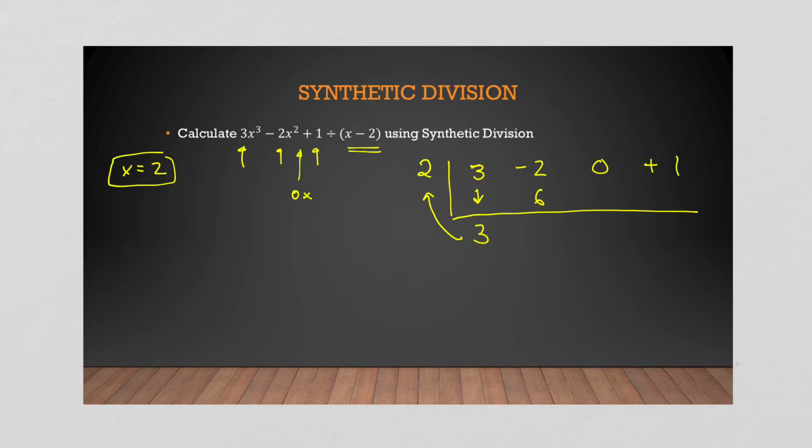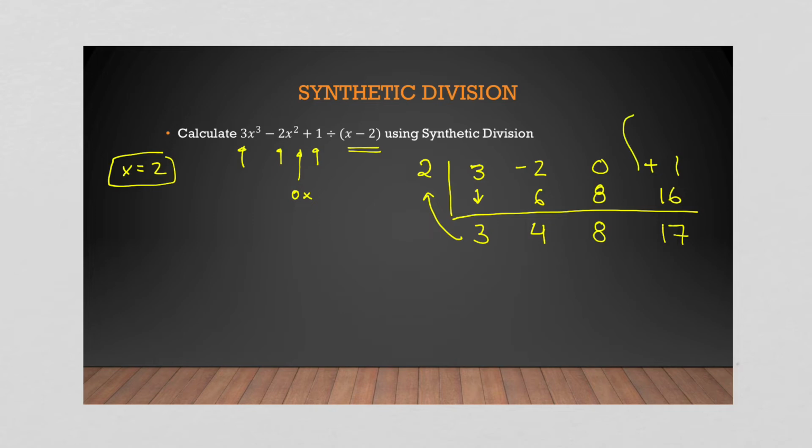And now in this case, we're adding these rows together. So negative 2 plus 6 gives us 4. And then we repeat that process. 4 times 2 is 8. 0 plus 8 is 8. Then we repeat that process. 8 times 2 is 16, and then we add that together. We get 17. And here is your answer.